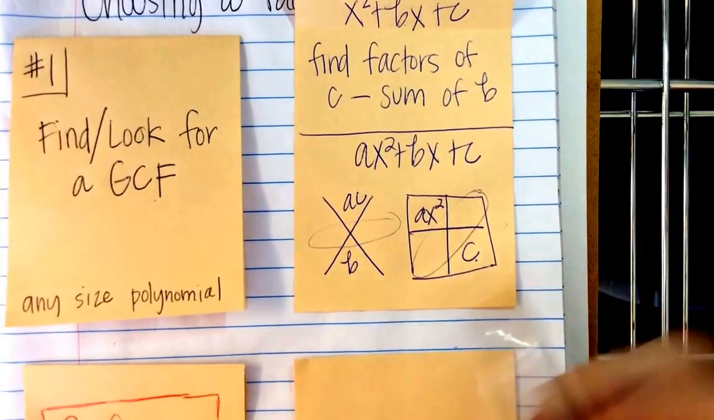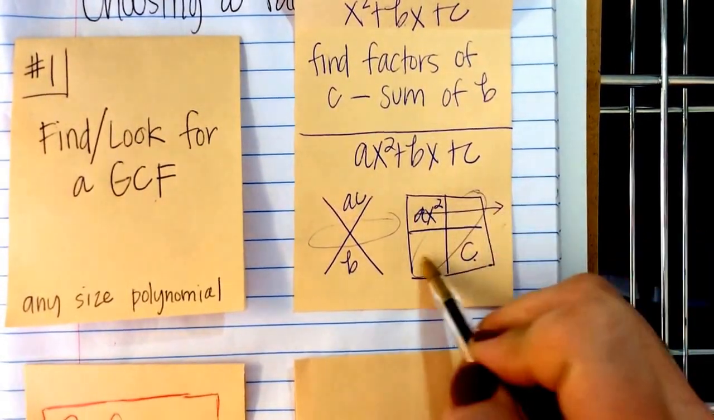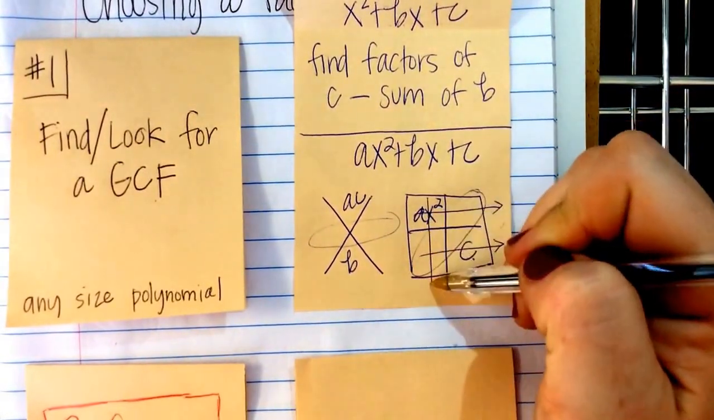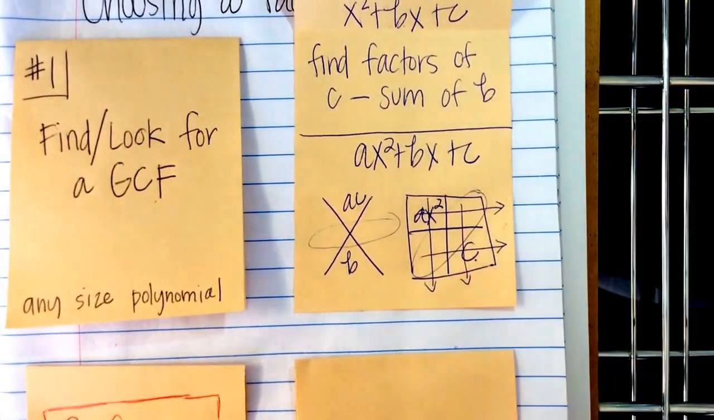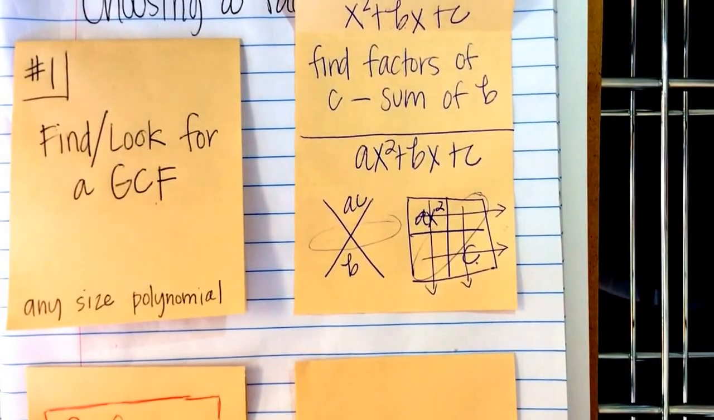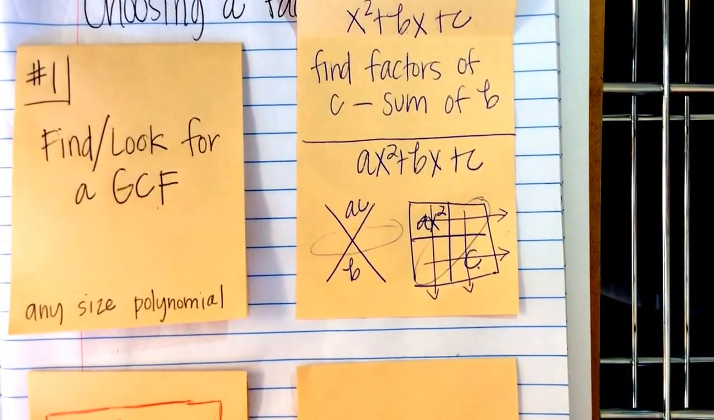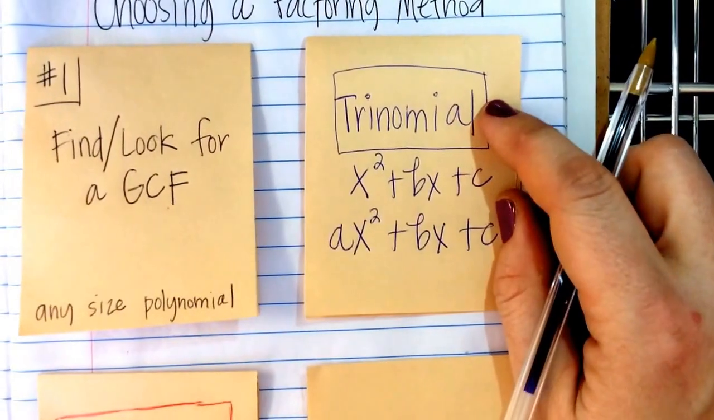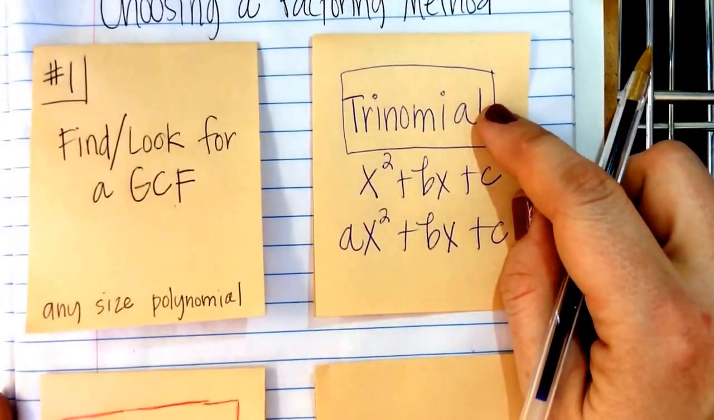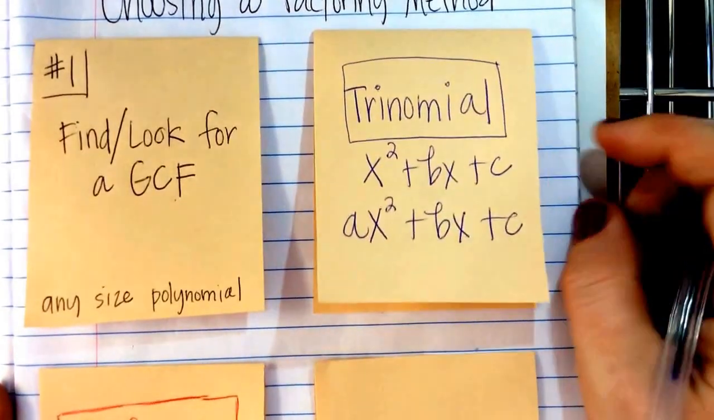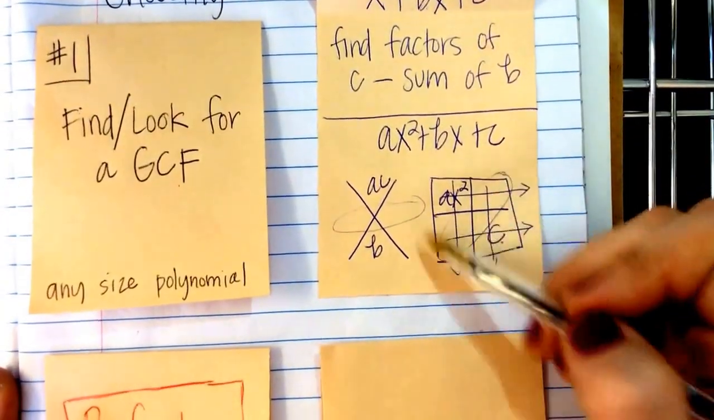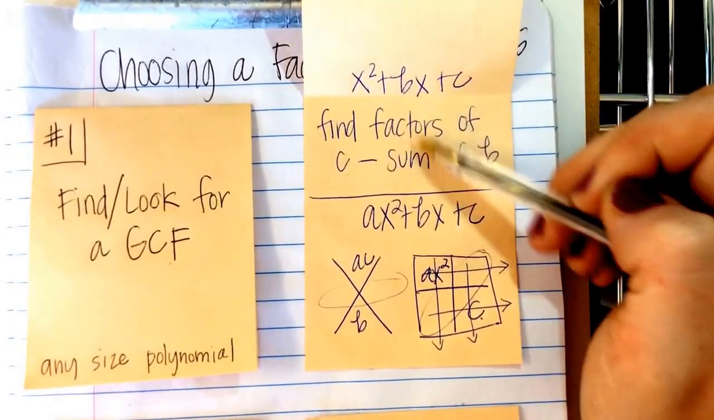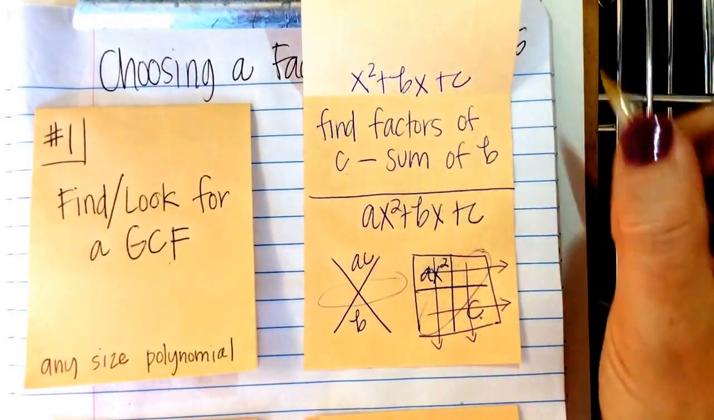No, wait, no. Then you factor across. Is that it? And down. Then you factor down. Could you factor up? Yes. This is the one that's going to work the most. This is not a shortcut. You either look for factors of C that have a sum of B, or you do the X box.